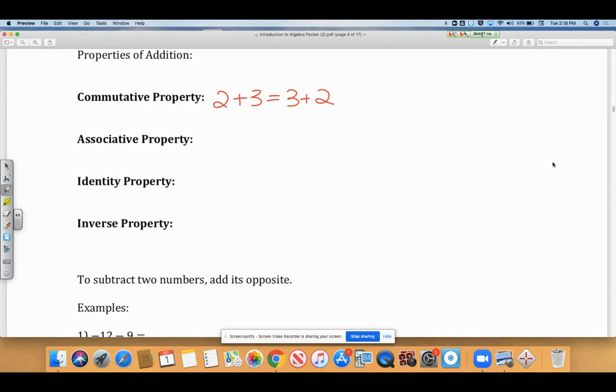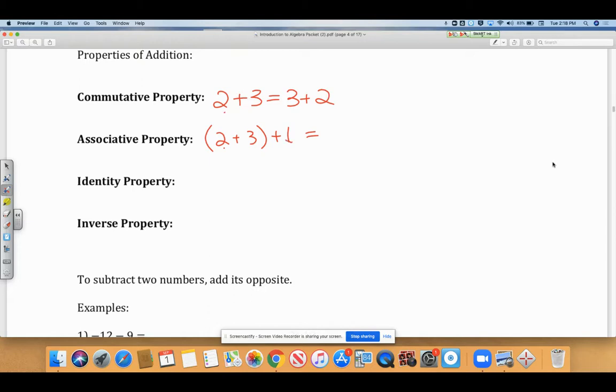The answer is 5. The associative property is basically like the commutative property in that you're still adding, but you're grouping the numbers differently. So let me use the same numbers, 2 plus 3, but now I'm going to add a 1 to the end. Now, associative property doesn't change the order of the numbers. The numbers are still going to be the same order, 2, then 3, then 1. The commutative property says switch the orders, 2, then 3, then 3, then 2.